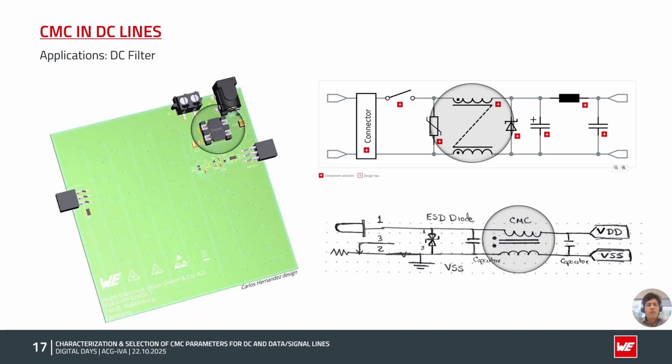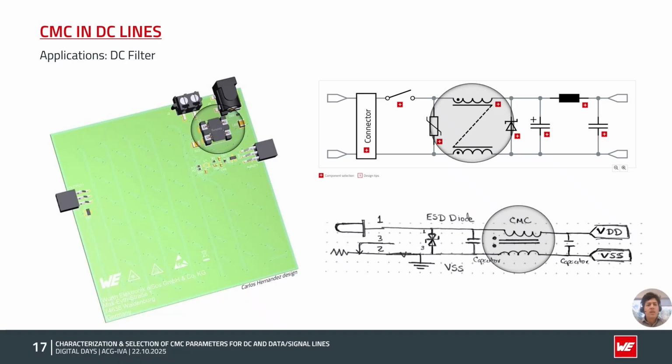For DC filter applications, the rated current parameter is one of the focuses, as the current will be applied constantly on the windings. The recommended PCB design is to place the common mode choke as close as possible to the connector. This way, we will block the noise at the entry and exit point of the system, preventing it from propagating through the PCB or radiating to the outside.